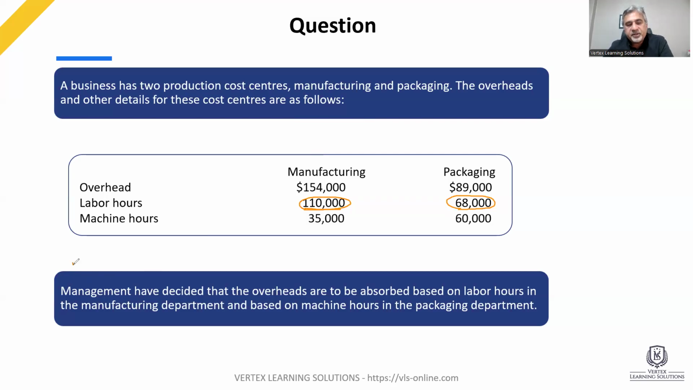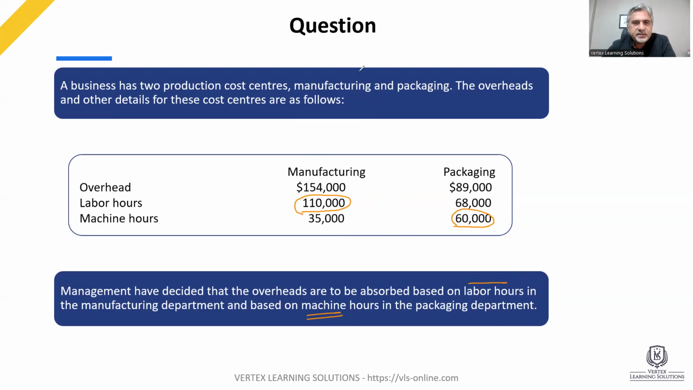However, if you read this information below, it says management have decided that the overheads are to be absorbed based on labor hours in the manufacturing department, and based on machine hours in the packaging department. So in this particular case, the question is telling you to do otherwise. If it was your choice, you would have taken 68,000, which is a bigger number. But because the question specifically asks you to do it, you have to do it this way, okay?